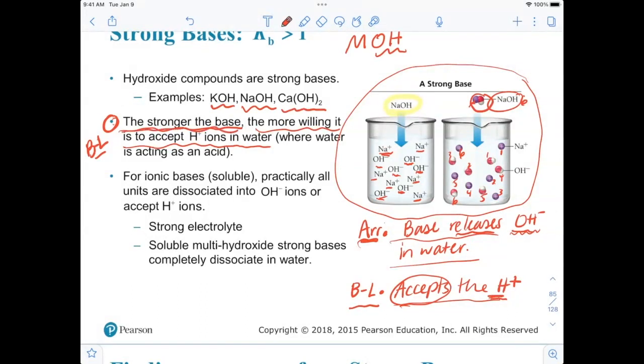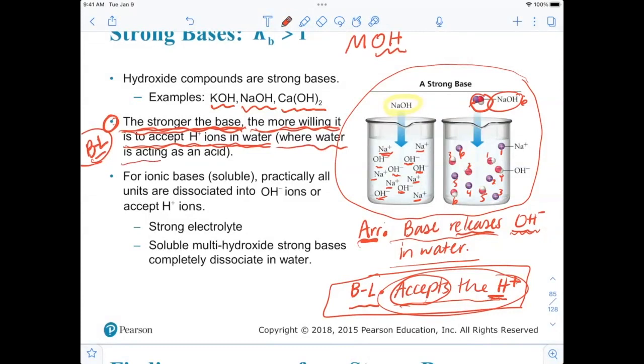So here we're told the stronger the base, according to Bronsted-Lowry, the more willing it is to accept the hydrogen ions in water, because a base's identity is according to its willingness to accept the hydrogen ion. If a chemical is willing to accept the hydrogen ion, it is judged as a base. The more it is able to do that, the stronger it is. And of course, in this case, when you write out the equilibrium reaction, water will be the one acting as the acid. Okay, so moving on.